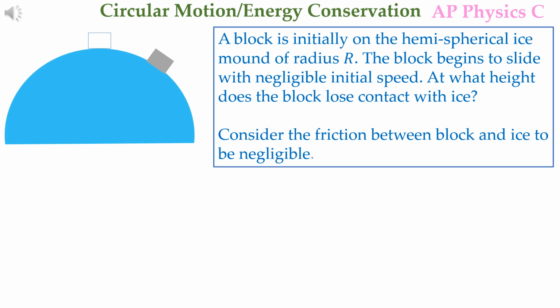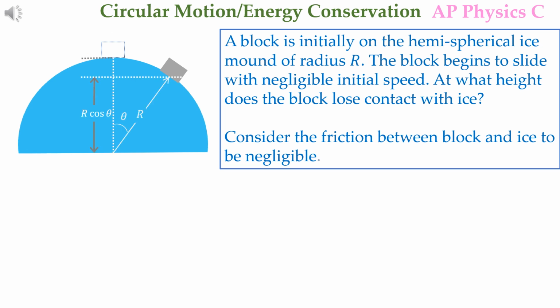Let's do this problem. The problem essentially says there is a block on top of ice and it slips on ice. At what point is the velocity high enough that it loses its contact with the ice? To do this, we need to find the velocity of the block when it has fallen a height.